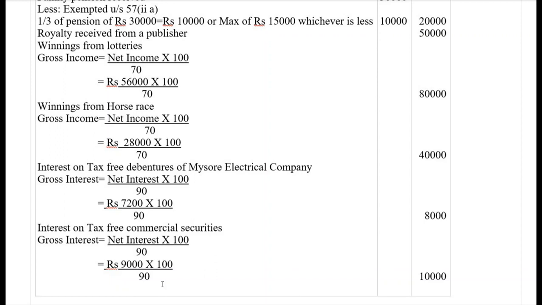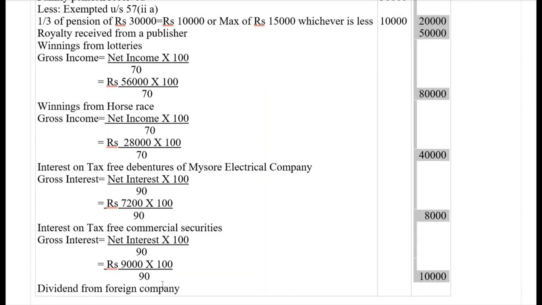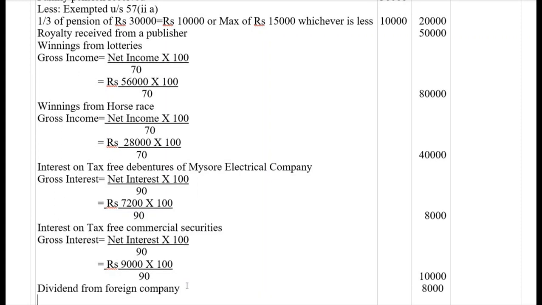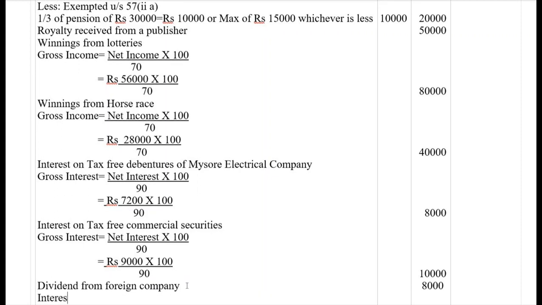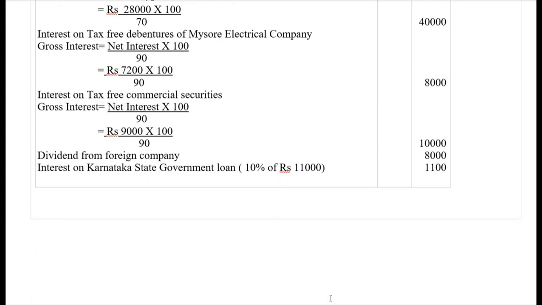Then the next one comes here, dividend from foreign company, which is taxable here, that is given in the problem as rupees 8,000. Then the next one comes here, interest on Karnataka state government loan, which is given as 10% of rupees 11,000, which comes to rupees 1,100. So 1,100, just let me do the alignment here. So 1,100.